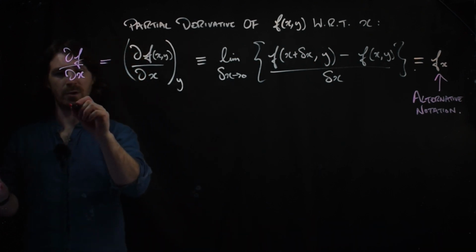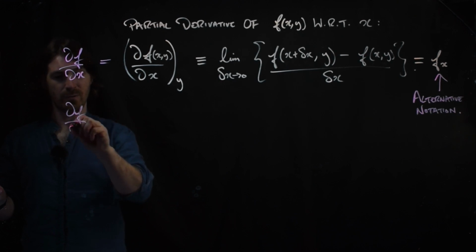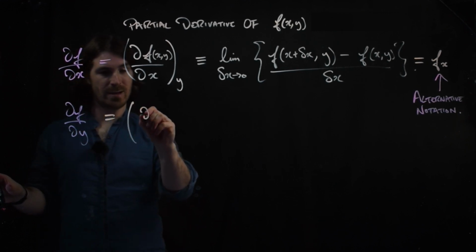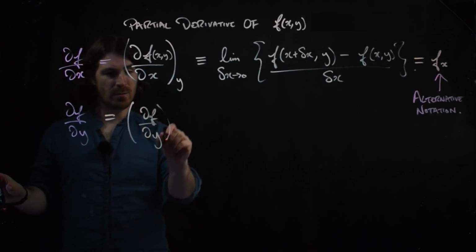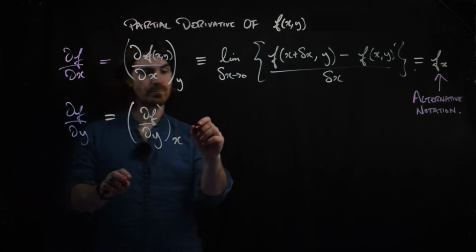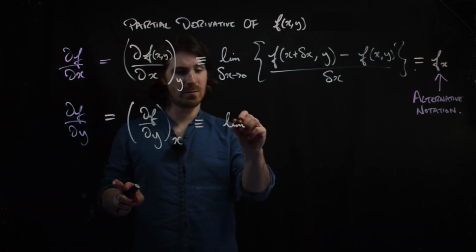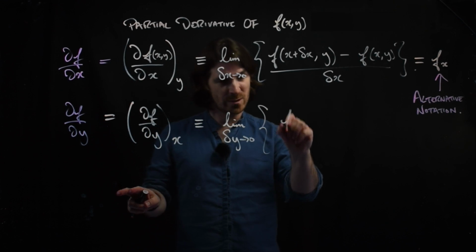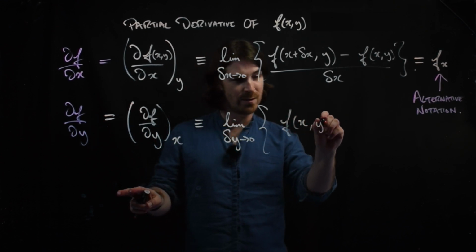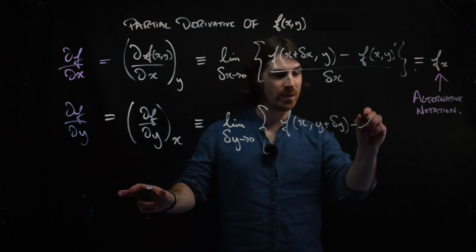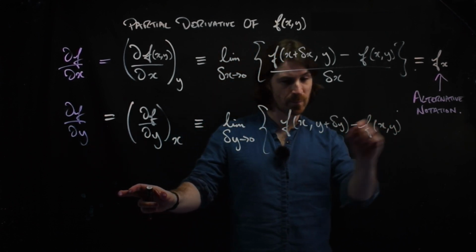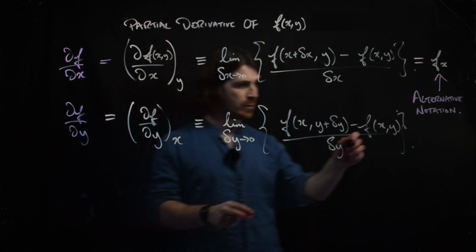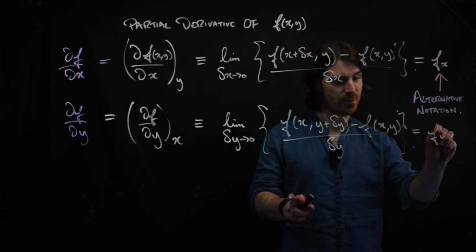Similarly, we can have the partial derivative of f with respect to y, and we can write this as df by dy, and here we keep x constant. So this is the limit of delta y to 0, and now we change our function in y, so we have f of x, y plus delta y, minus f of x, y, over delta y, as delta y goes to 0. And we can write this in the alternative notation as f y.